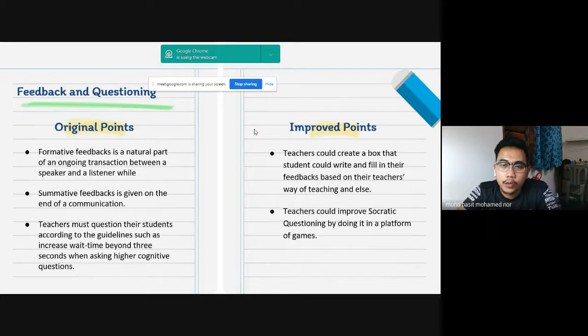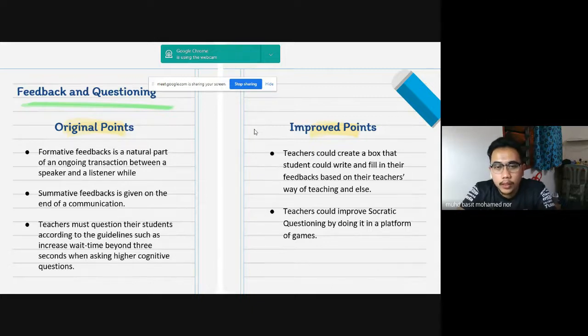So for the improvements in terms of feedback, I could propose that teachers create a box where students could write and fill in their feedback based on the teacher's way of teaching and so on. It could be the way the teacher teaches, the way she or he handled the class. Because sometimes we have students that are very shy to talk, to spit out the things they want to tell the teachers in class. So teachers could have this kind of box where students write anonymously, and it could also improve the learning.